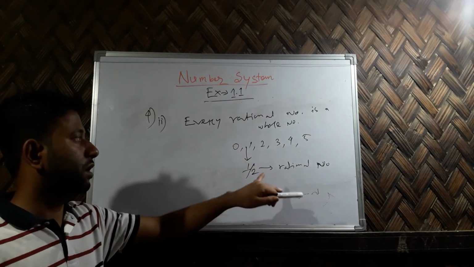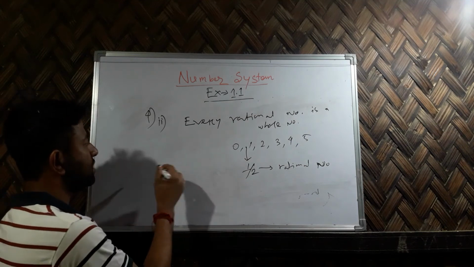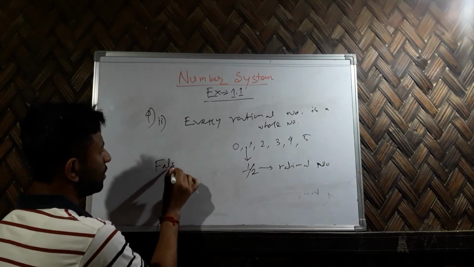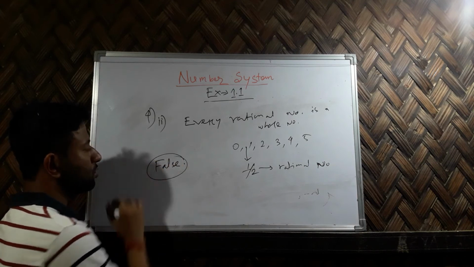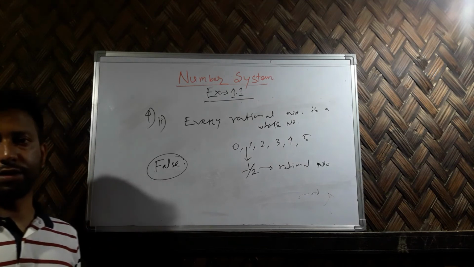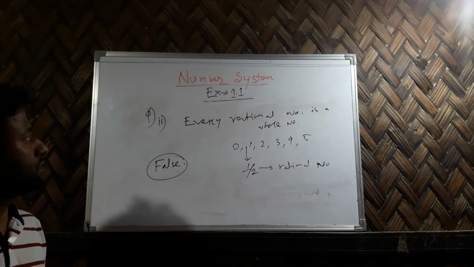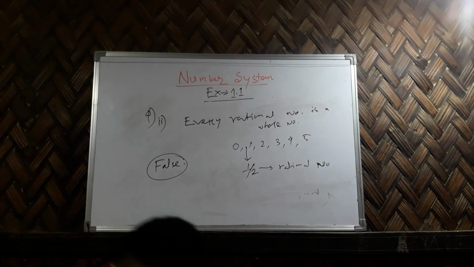But every whole number is a rational number. So that's the thing. So whatever the statement is, it is true, that is also a false statement. So this ends exercise 1.1, and next I will shift to exercise 1.2.